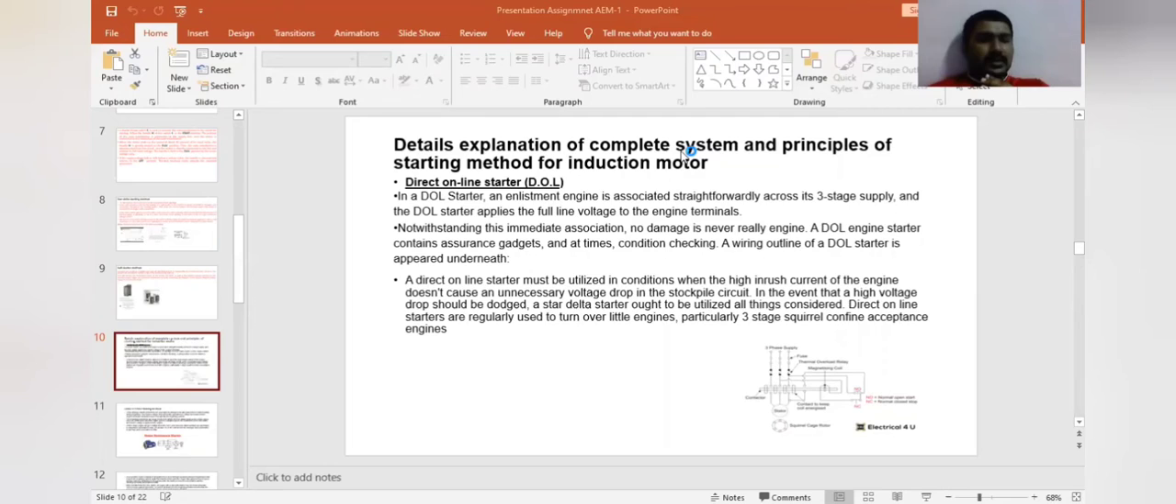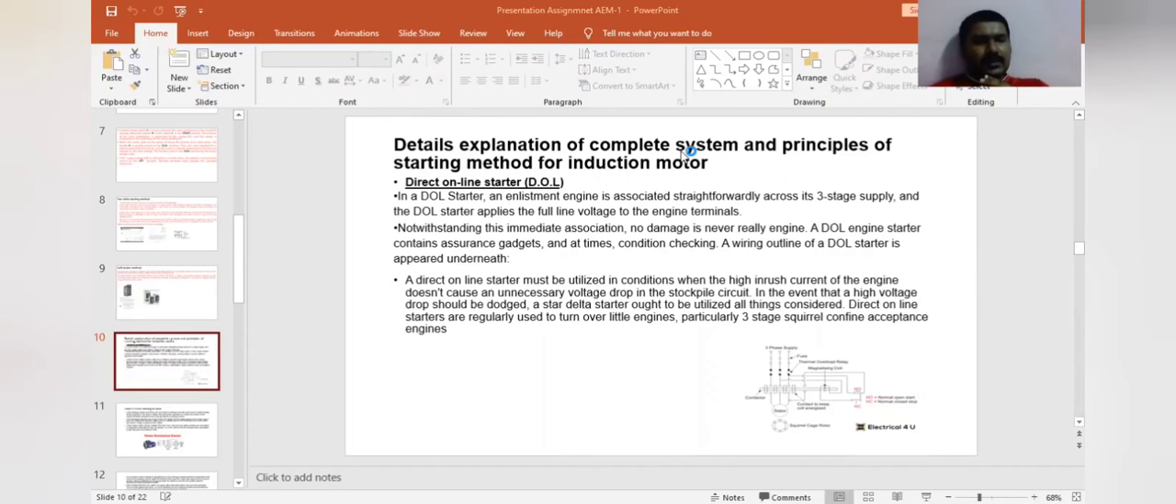Despite this direct connection, no damage is done to the motor. A DOL motor starter contains protection devices and sometimes condition monitoring. A wiring diagram of a DOL starter is shown below. A direct online starter must be used in conditions where the high inrush current of the motor doesn't cause an unnecessary voltage drop in the supply circuit.